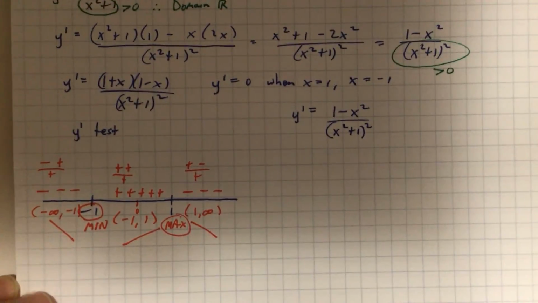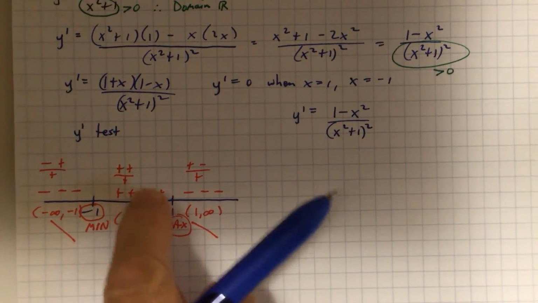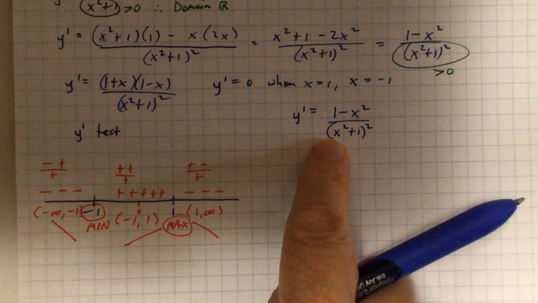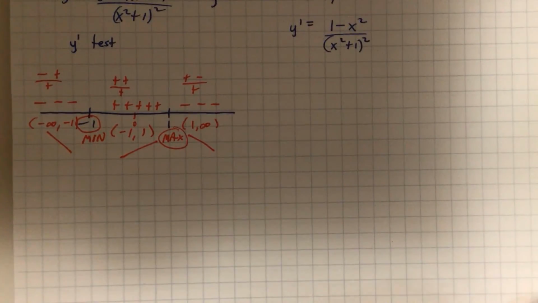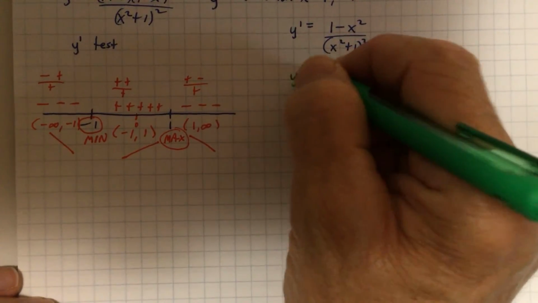Sometimes we use one form of y prime to find the critical points for y prime, and then we use another form of y prime to then find y double prime. One's easier than another, so this will be easy enough for us to find y double prime. Let's do y double prime in green.